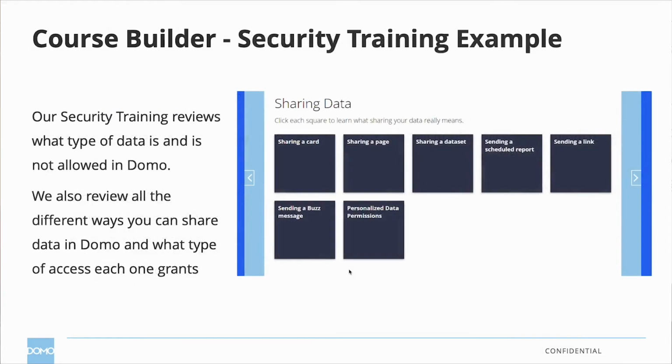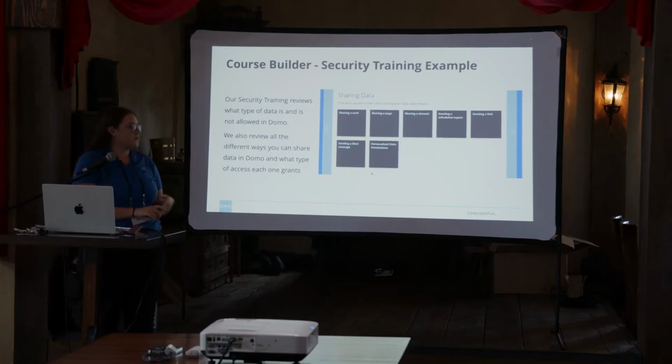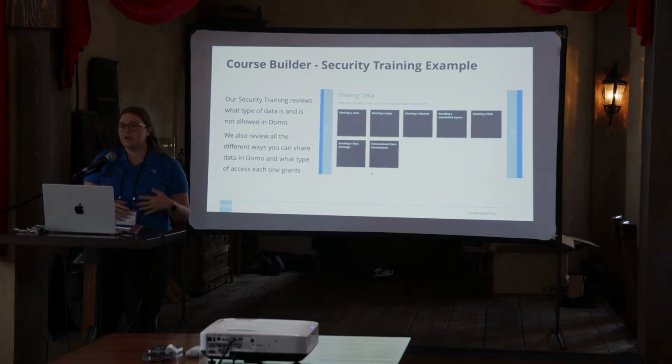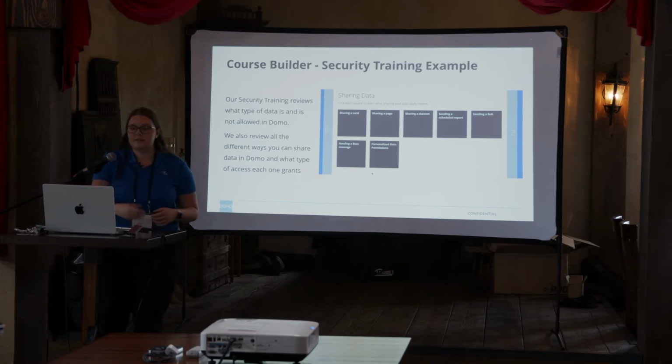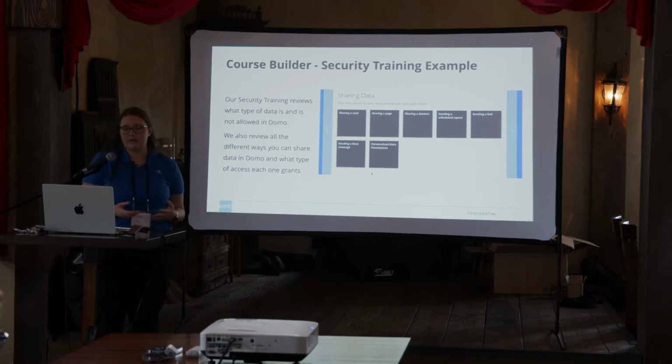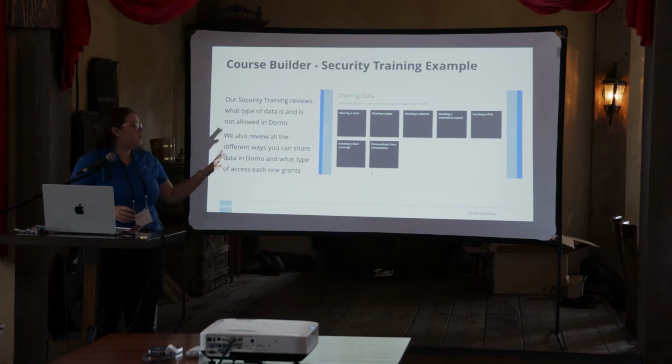So this is an example of one of the trainings that we did, our security training. This is one that all of our users have to take, and it's a basic overview of our custom roles and also the sharing of data. There are a lot of different ways that we can share data, between sharing cards and sending a scheduled report. Sometimes users just think, hey, I send a link, now that person has access to the card. But that's not true, right? We have to share a card. So we go over some of those basic things.